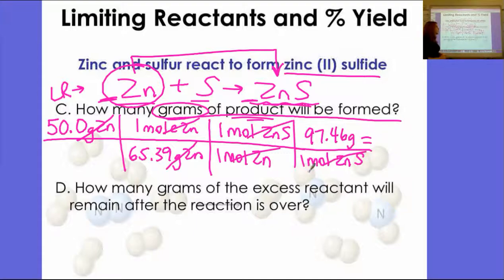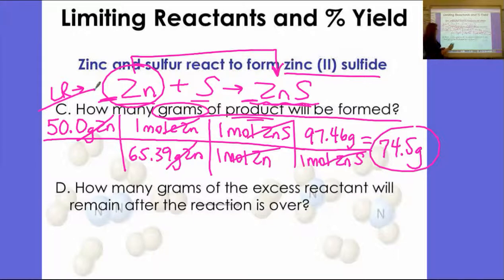50 times 97.46 divided by 65.39 on your calculator, I should get 74.5 grams of product produced. Again, always starting with your limiting reactant to calculate product.